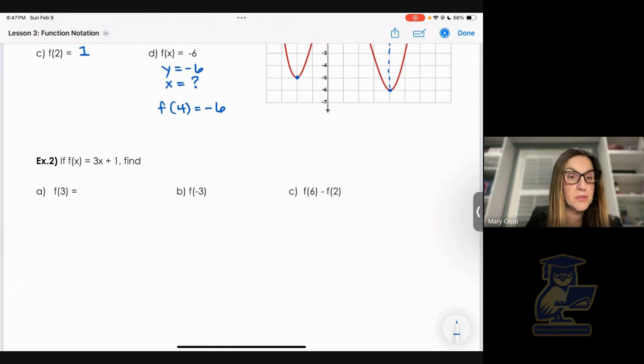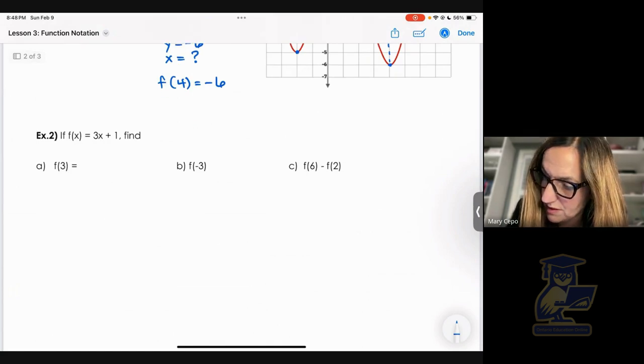Moving on to example 2, this time we're given the function f at x is equal to 3x plus 1, and we're asked to find f at 3. So again, x is equal to 3. We put it into our function to figure out what is the corresponding output, our y value. So given f at 3, we're going to say 3 times 3 plus 1.